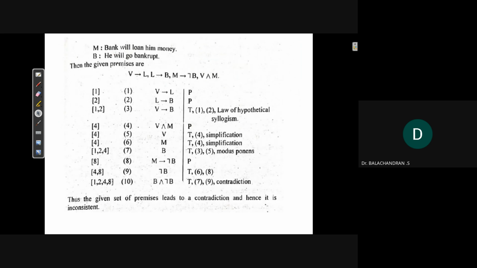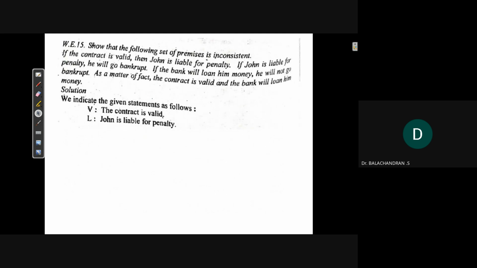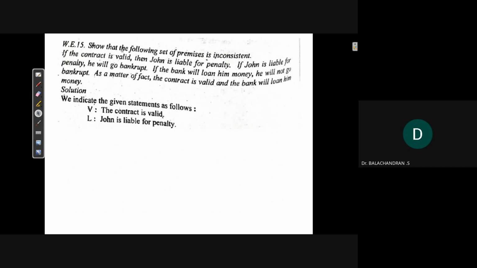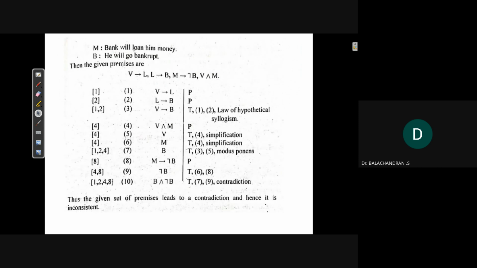So look at this one. The contract is valid, that is V. John is liable for penalty, L, and then he will go bankrupt, that is B. Still, I have what? Bank will loan him money. Bank will loan him money is M. So only 4. Now you should write one by one.